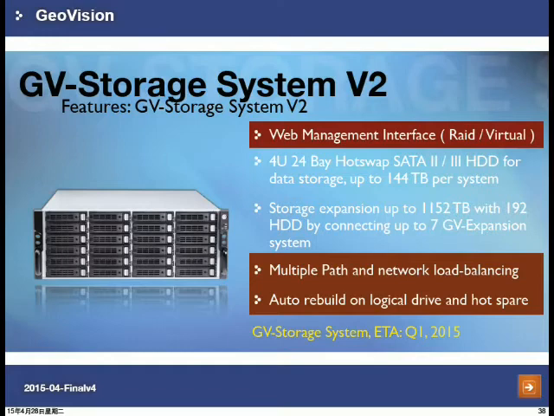And the next feature is that the GV storage system V2 supports multiple path and network load balancing. What does this mean? It means that the system is smart enough to detect any defective port that is being used to connect it to another network, so the system will help the user to rebuild the network, to redistribute the network load balancing for the rest of the ports.